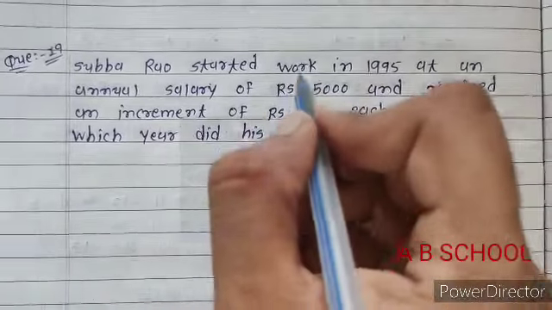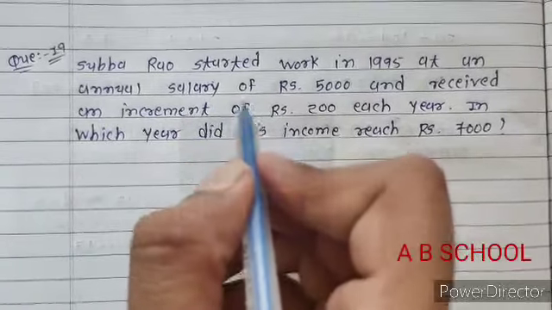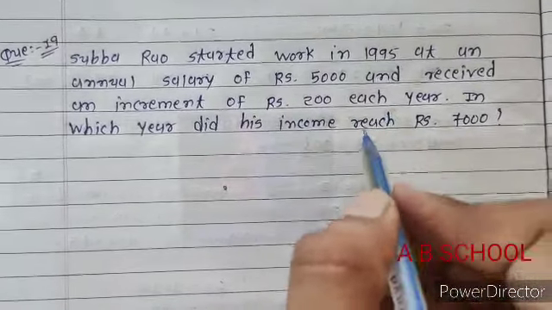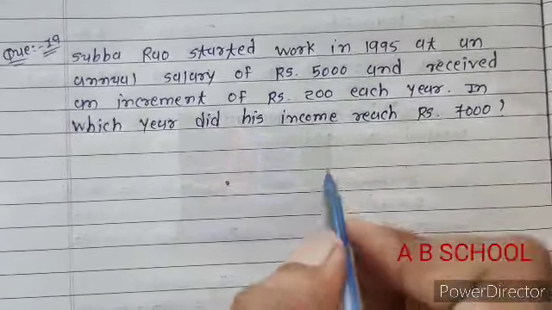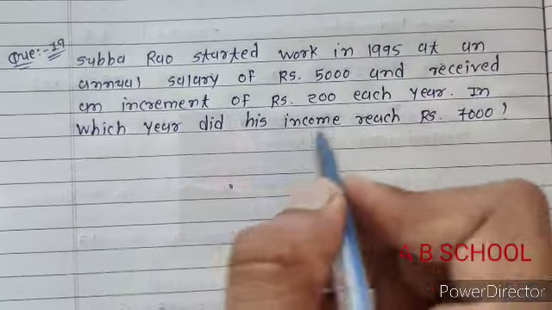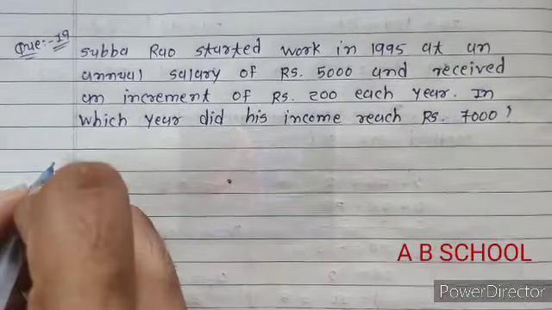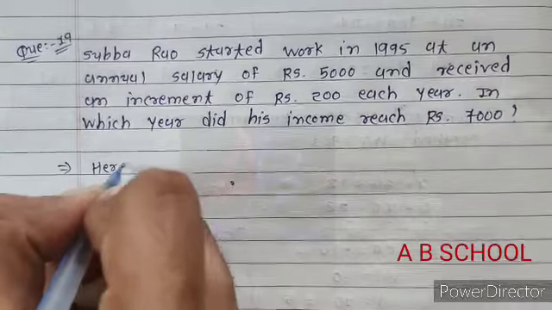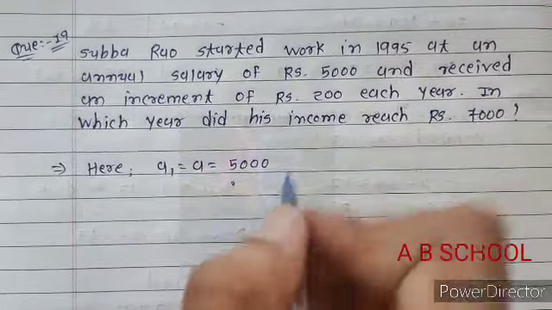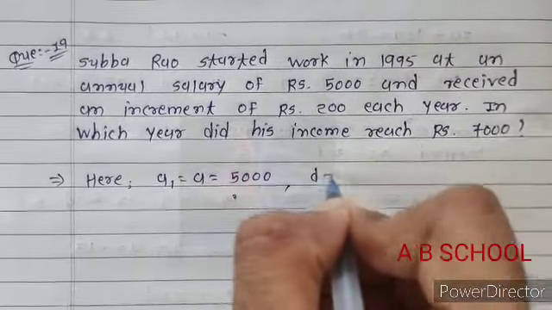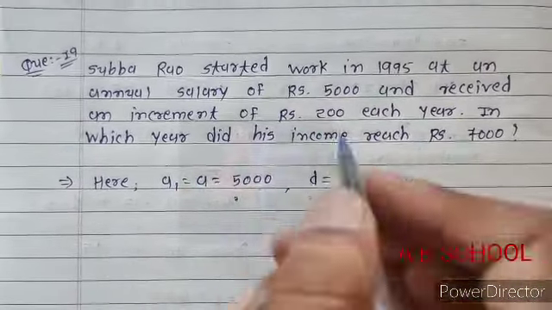Now question number 19. Subbarao started work in 1995 at an annual salary of rupees 5,000 and received an increment of rupees 200 each year. In which year did his income reach rupees 7,000? So here we have to find the value of n. So here A1 is equal to A is equal to 5,000. Common difference D is equal to 200 rupees, because every year there is an increment of 200 rupees.